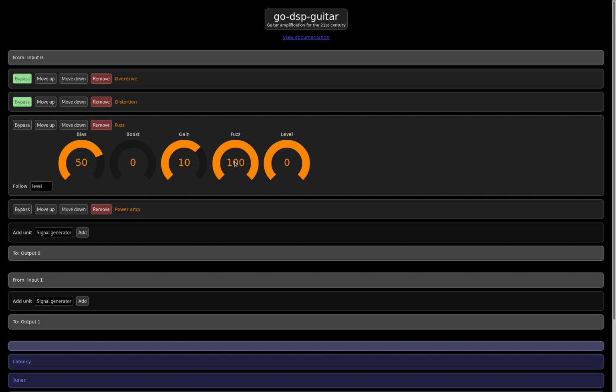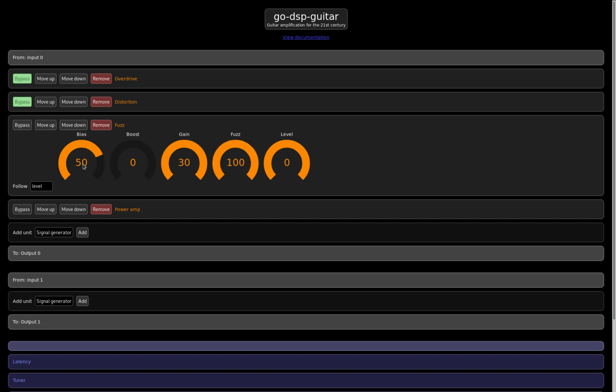Now we'll turn the gain up and reduce the fuzz value instead. And now I will move the fuzz value back up to 100.